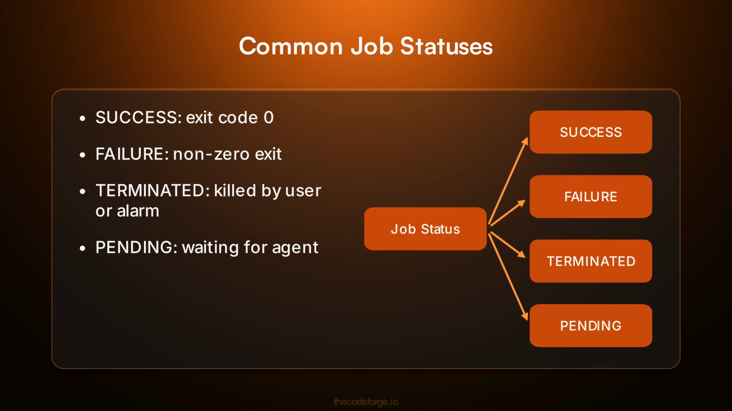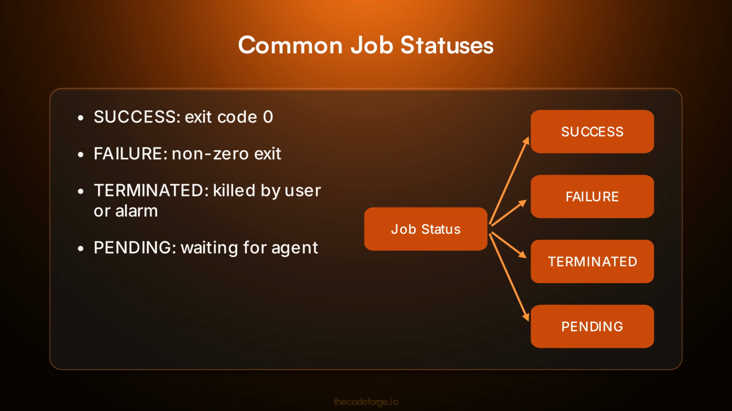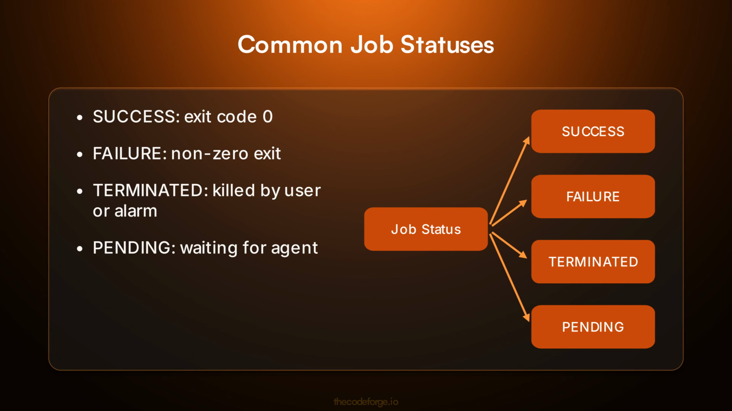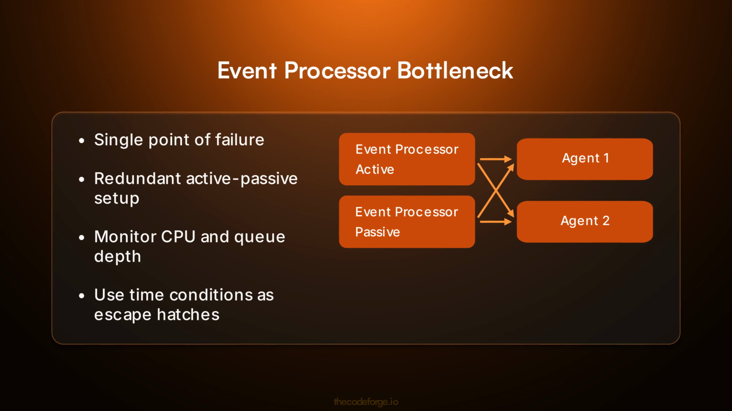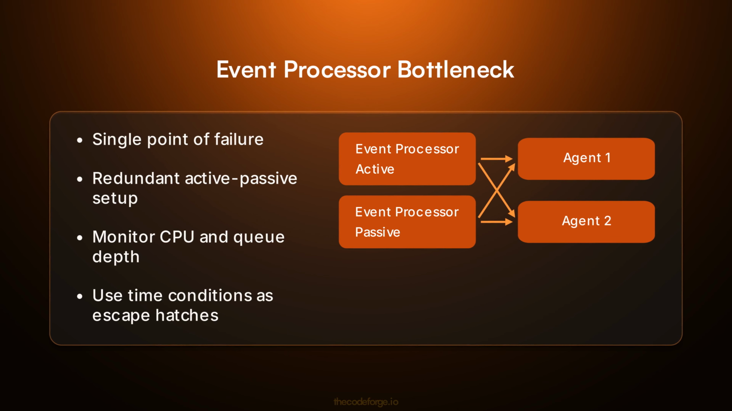Knowing job statuses helps you diagnose issues quickly. A job stuck in starting usually means the agent is unreachable. Success means exit code 0, failure means non-zero. The event processor is the central brain. If it crashes, your entire pipeline goes dark. Smart teams run redundant processors and use time conditions to avoid cascading failures.